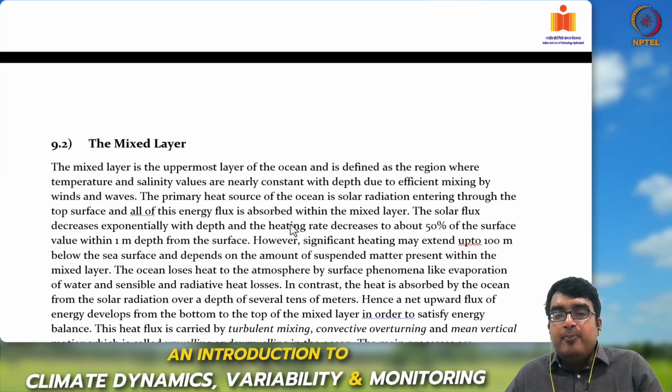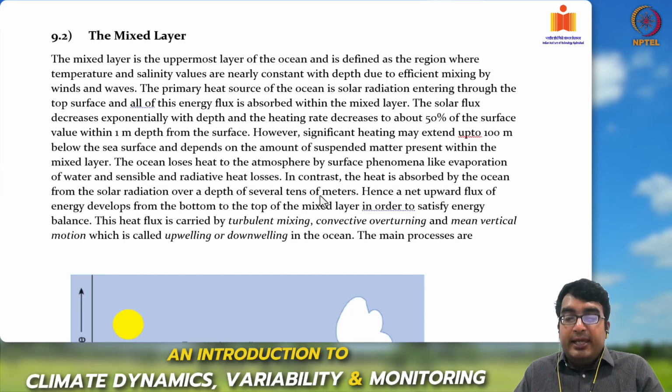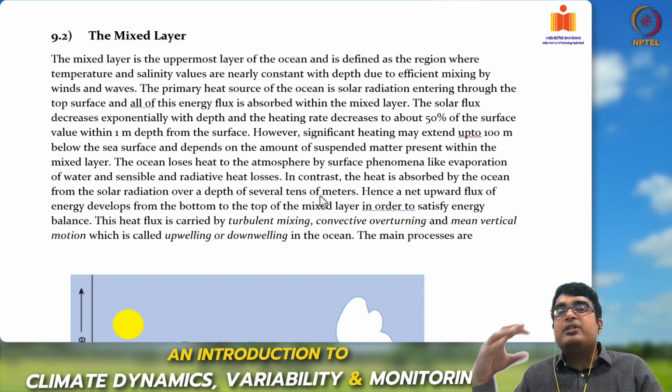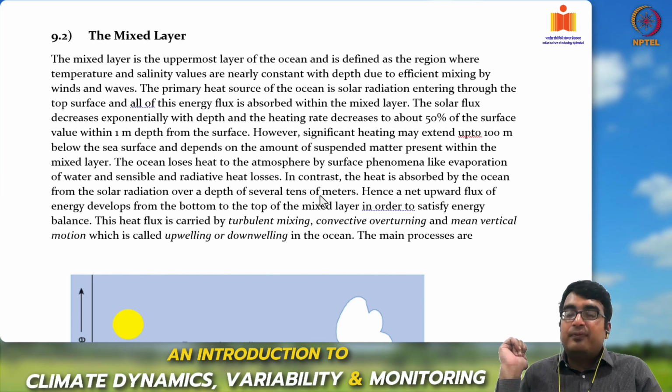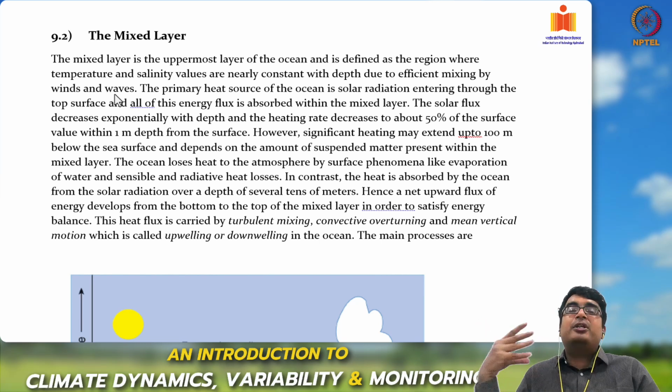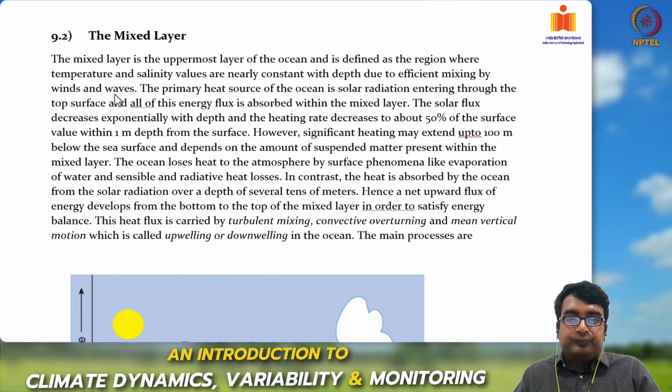Now let us look a little bit more into the different types of layers, particularly the mixed layer, which is very important in determining the climate of the world. Okay. So the mixed layer is the uppermost layer of the ocean and is defined as the region where temperature and salinity values are nearly constant with depth due to efficient mixing by the winds and the waves. So this is the region where winds and the waves are strong enough to agitate the oceanic waters. As a result, temperature and salinity values are nearly constant.